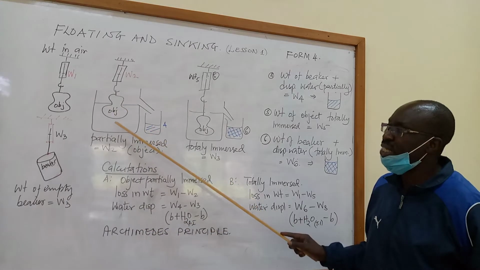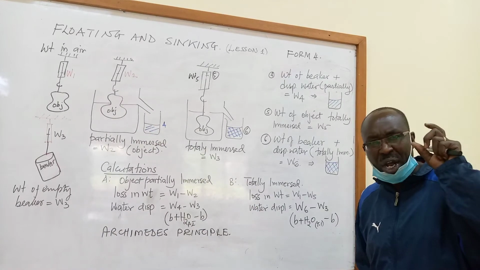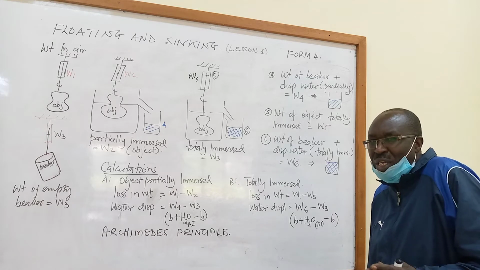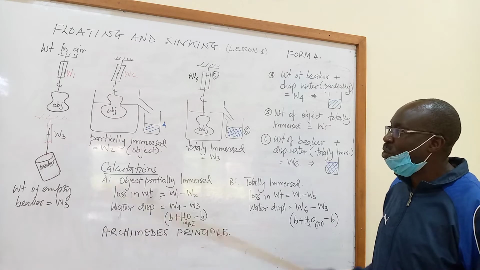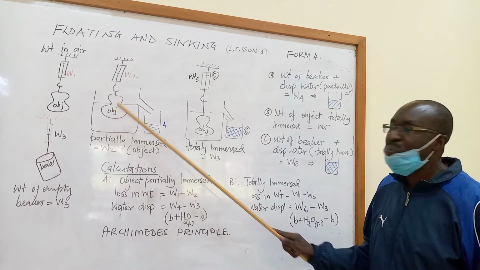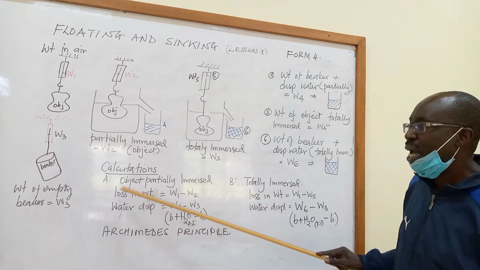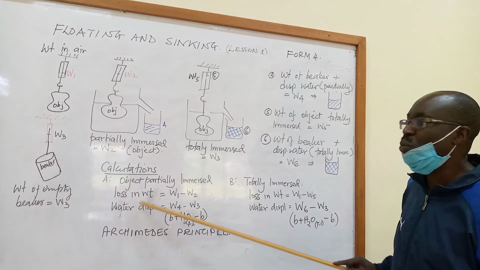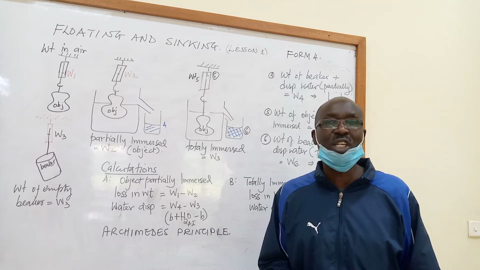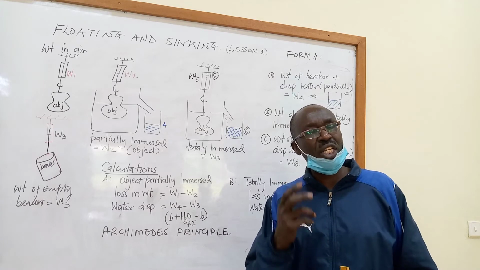When a body is inside the water, it appears to be, in quotes, light. It appears to be light. But the object is the same. This object is the same. But here it appears to be light. That is what leads us to say apparent loss in weight. Apparent. When we talk of apparent, it is something not real. Apparent loss in weight.